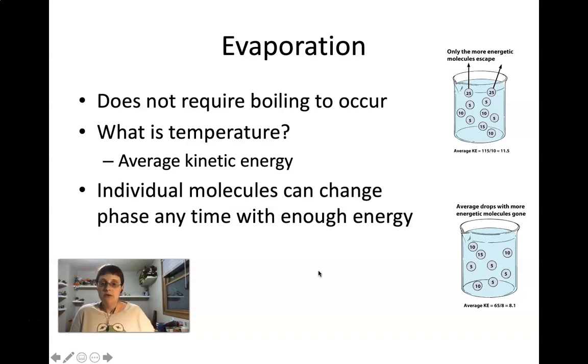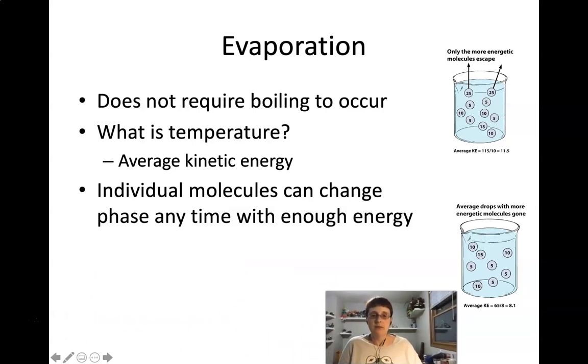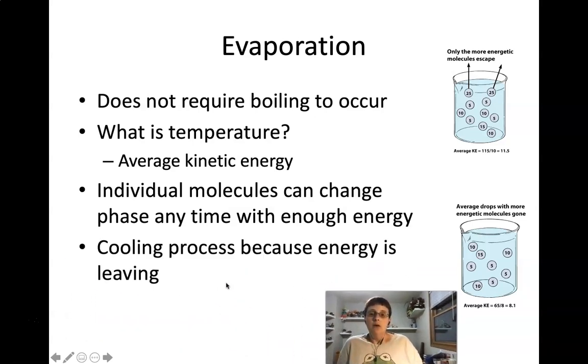But if you do evaporation in a warmer area, then you can speed up that process. This is a cooling process because the energy is leaving. If you think about it, these guys are highly energetic, which means that they are increasing the temperature because they're increasing the average kinetic energy. When they leave, they've dropped the average kinetic energy, which means they've dropped the temperature. And so if you think about when you've used evaporation, we sweat, right? We put water out on our skin. We're using it to evaporate so that it will cool us off.